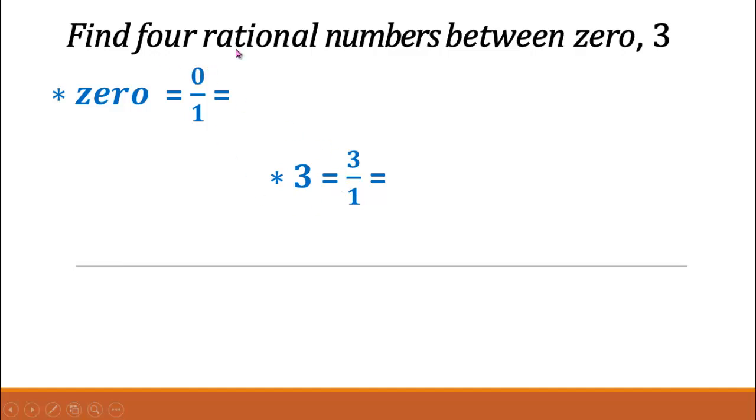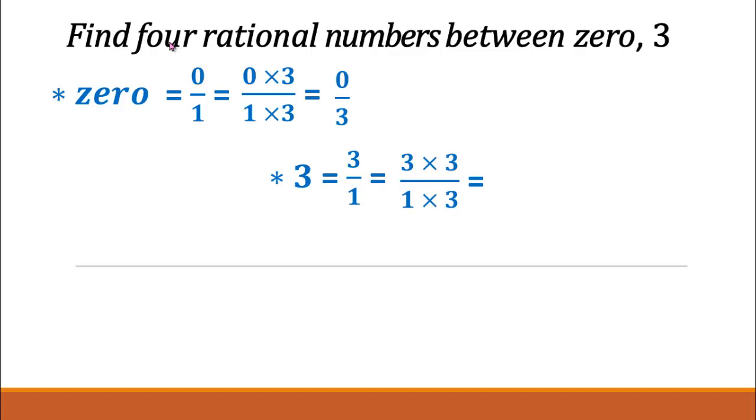3 will not give me four rational numbers, so I'm going to make my denominator bigger to have a larger range. I'm going to multiply by 3 to get 0 over 3, and multiply the second also by 3 to have 9 over 3. Now I have a bigger range that I can find the four rational numbers in. I am going to choose any four rational numbers included between 0 over 3 and 9 over 3.